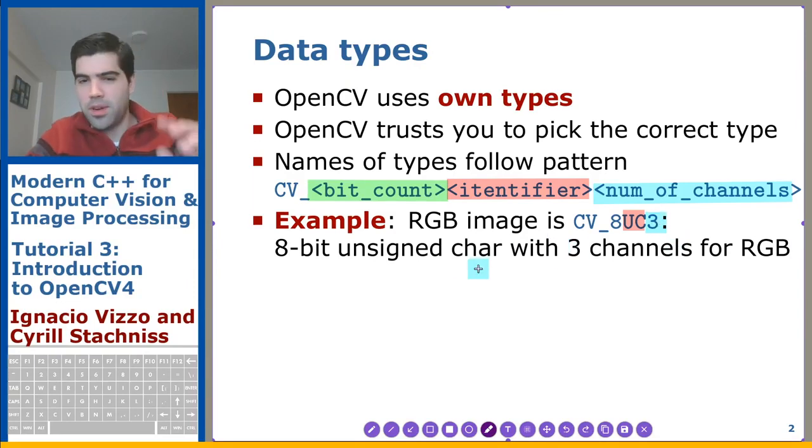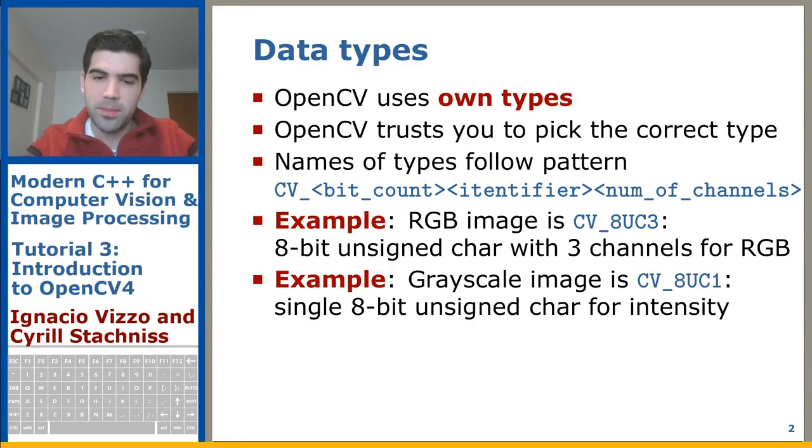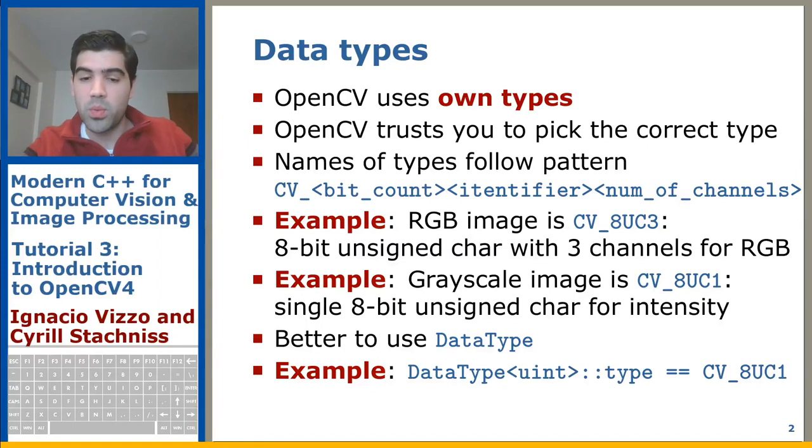Okay, so the coloring didn't go so well. An RGB image is going to be CV underscore 8 bits, unsigned char, and then 3 channels, right? If you want, for example, to represent a grayscale image, it will be the same type, except that you will be using 1 channel, so you will change the last number. Perhaps you might want to use a data type alias. This is basically just an alias for these OpenCV types, and this is one example, but it's basically up to you.